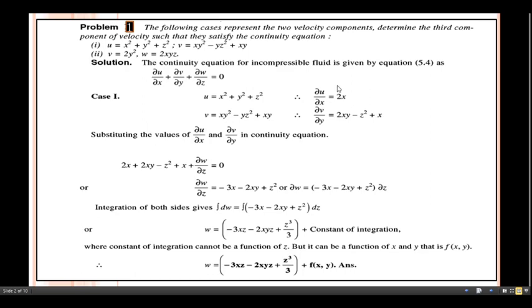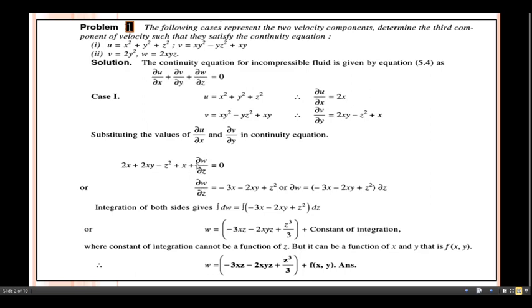Now substituting the values of delta u by delta x and delta v by delta y in the continuity equation. Once we substitute, 2x will come here. Next, 2xy minus z square plus x. Here you have to replace this term by this one, and this term, delta w by delta z, will remain as it is.